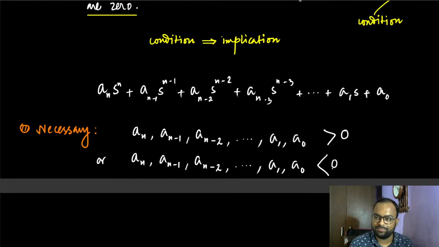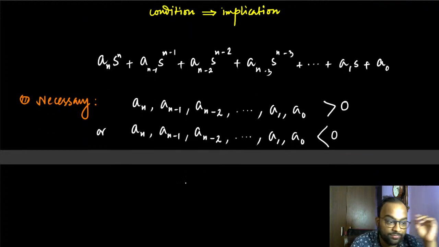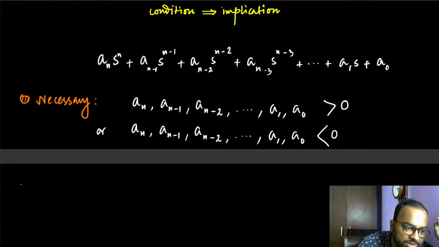If this condition is violated, then it is absolutely done. We definitely know that the system is not stable. If any one of them is 0, then obviously this condition is not satisfied, because one of them is equal to 0, not greater than, neither less than. Okay, so that's the necessary condition. For the sufficient condition, we have to construct the Routh table.